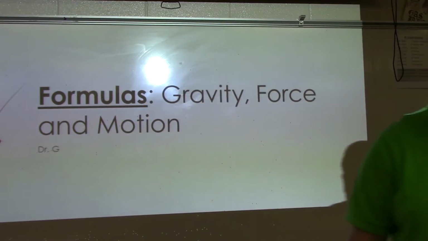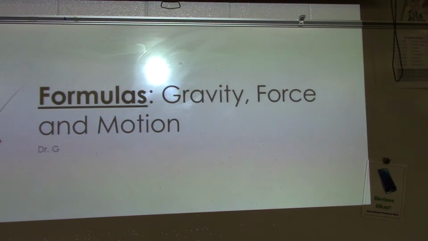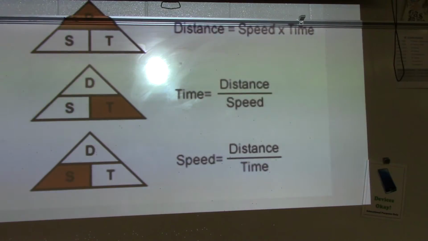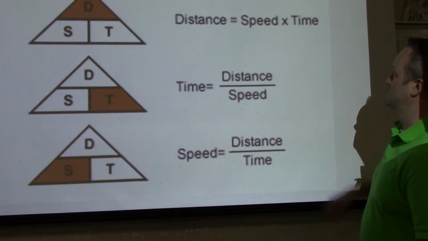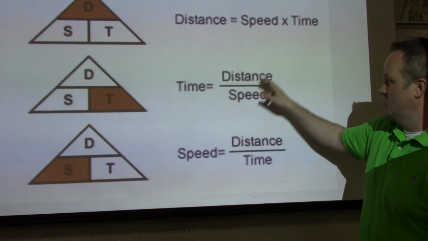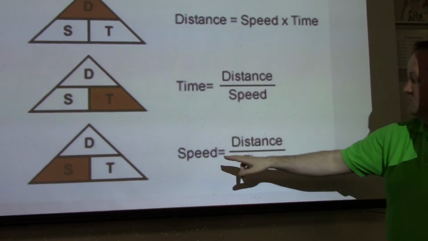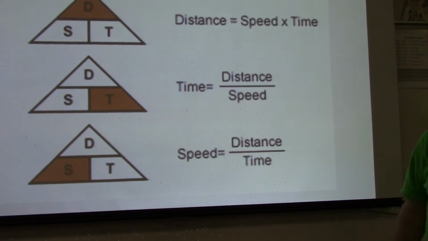Alright guys, we're going to talk about the formulas that relate to gravity, force, and motion. The first of which is the distance, speed, and time formula. So you can see here that distance is equivalent to speed times time. Time is equivalent to distance divided by speed. Speed is equivalent to distance over time.